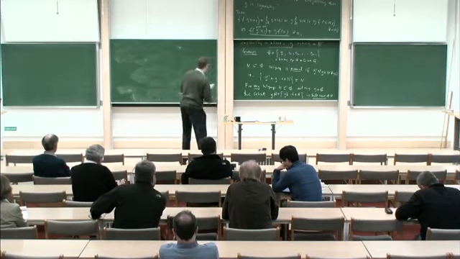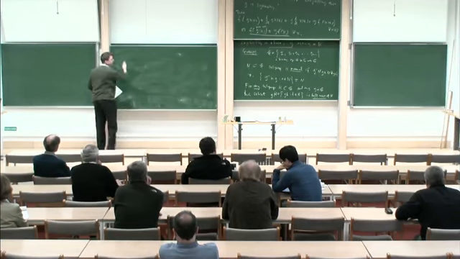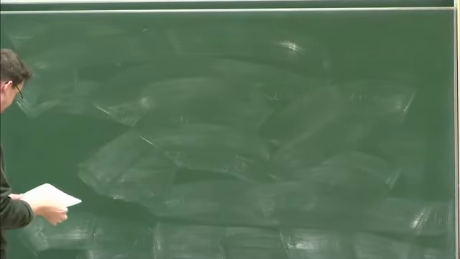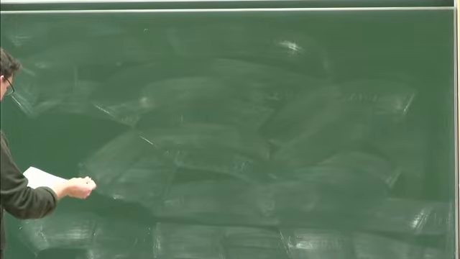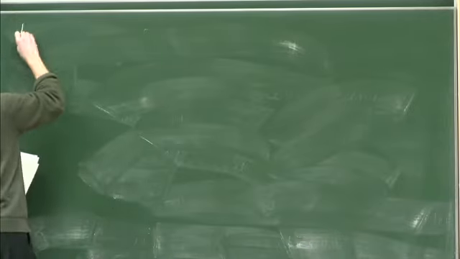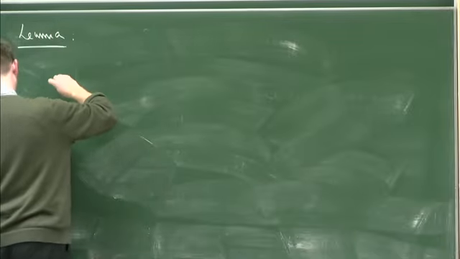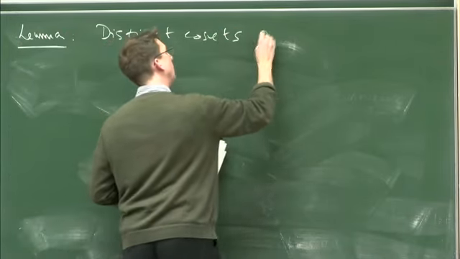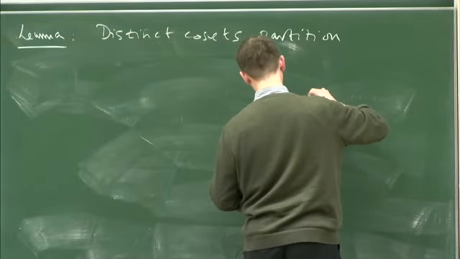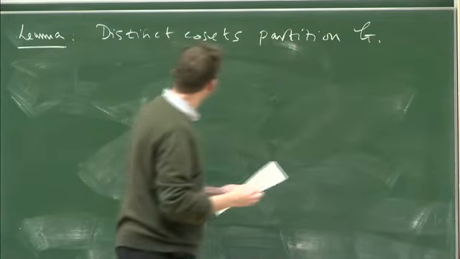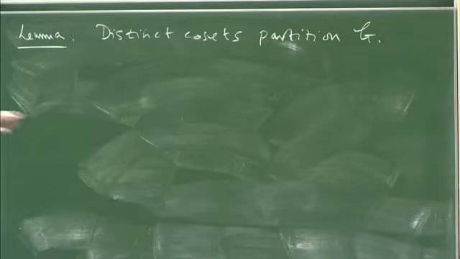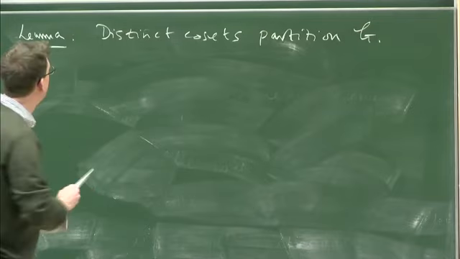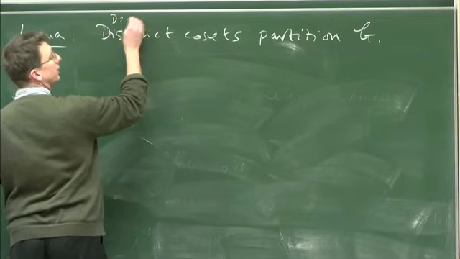So I'm not going to prove it; the following result is worth proving, but it's not hard, so it's going to be left as an exercise for people who would like to do it. Yeah, so I suppose it really deserves a lemma. Distinct cosets partition G. Okay, so implicit in this statement is the fact that any two cosets are either disjoint or they are the same.